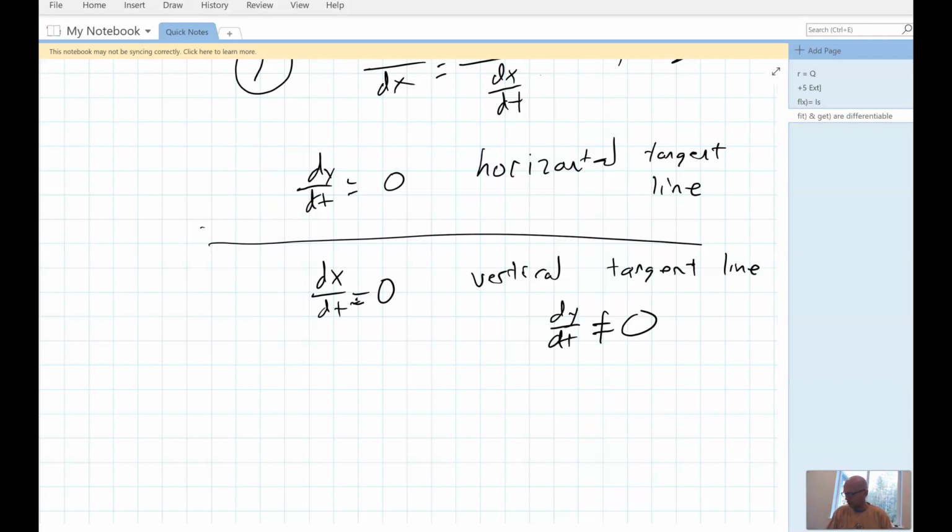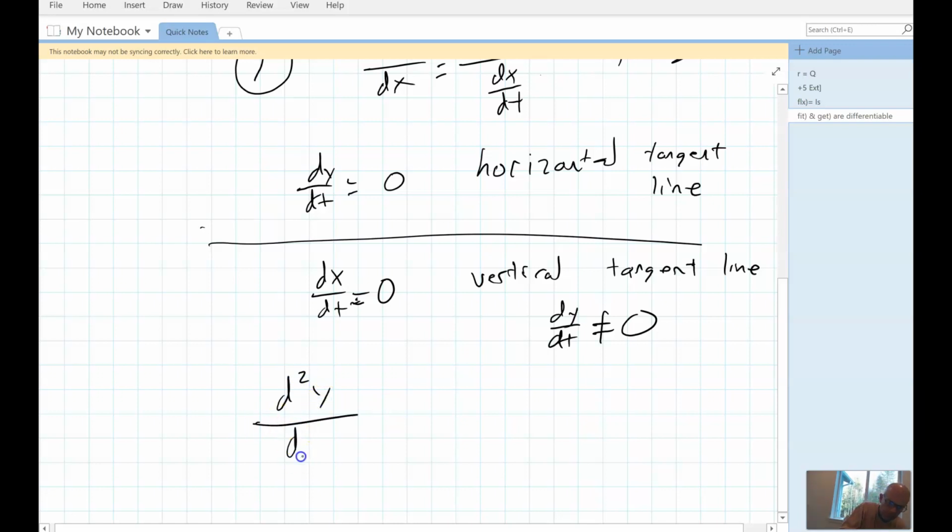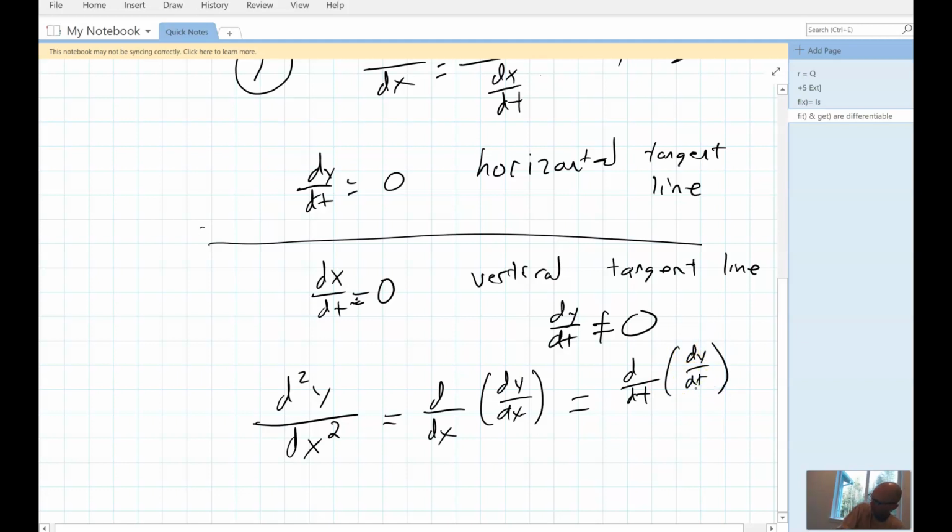The third thing that we might be interested in is the second derivative. You hopefully remember that the second derivative helps us determine concavity, so you can see why we might be interested in it. In this case, the second derivative would be the derivative of y with respect to x twice. We take the derivative with respect to x of the first derivative. And that would be equal to the derivative of dy dx with respect to t, over dx dt.